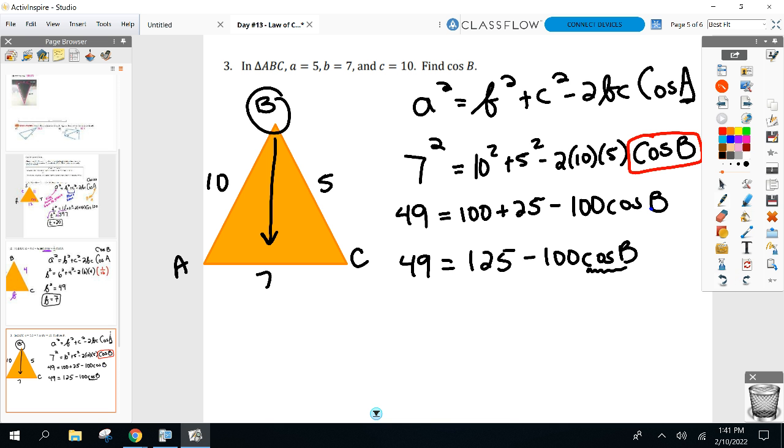Mahmood, what's good back there? Can you just bring the 49 over to the right, but bring the 100 cosine B? So you want to move the 100 cosine B over here? Yeah, and 49 to the. I just don't like it being negative. Okay, it's fine though. It's negative. It's all right. You can do that. You're just taking a detour. That's all you're doing.